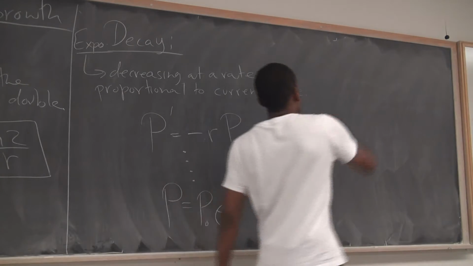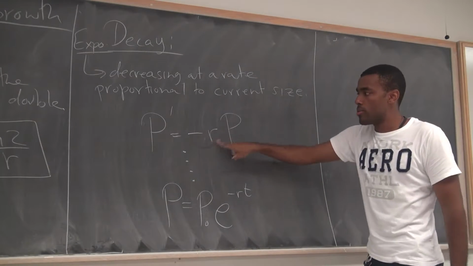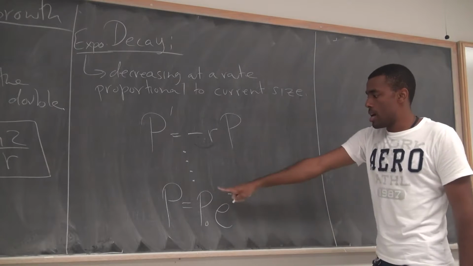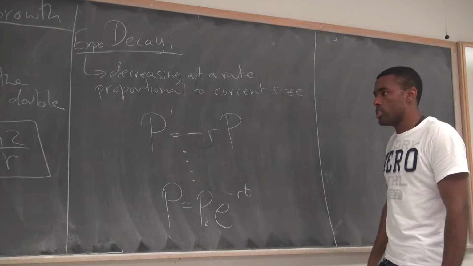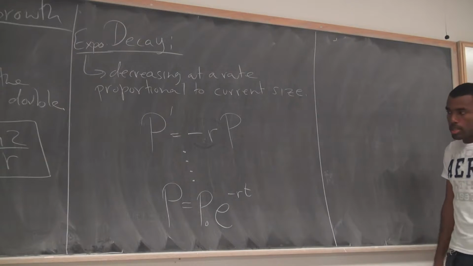For decay, this is the differential equation. It has to be a negative coefficient for the P. And this will end up being the general formula for the quantity. Could be population, could be money, could be something else.